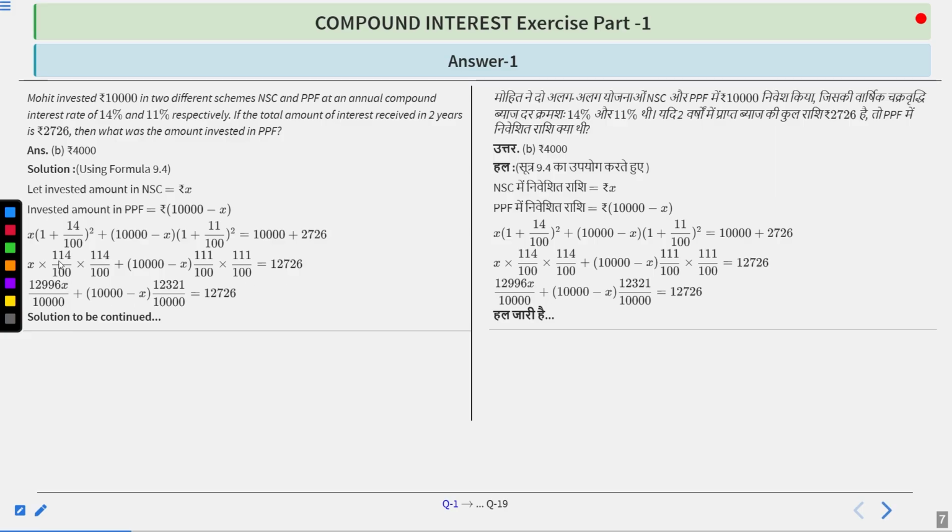Then 114 into 114, that is 12,996, into X upon 10,000, since 100 into 100 is 10,000, plus (10,000 minus X) into 111 into 111, which is 12,321, upon 100 into 100, which is 10,000, and that thing is equal to 12,726.